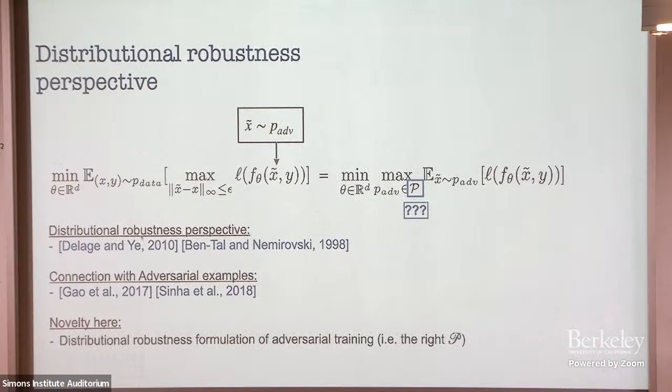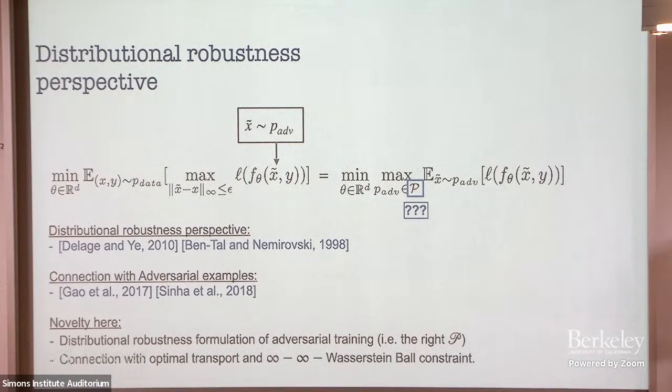So the novelty here is really trying to figure out what is the right P. So really making this tight connection about what the P is to get this equality. And basically what we figured out is that there is a connection between optimal transport and infinite Wasserstein ball constraint. So in some sense, you can see X tilde as the result of a transportation of X by following this constraint epsilon. And so in some sense, the intuition for the P-adv is that it shouldn't be transported more than epsilon with respect to a certain metric.